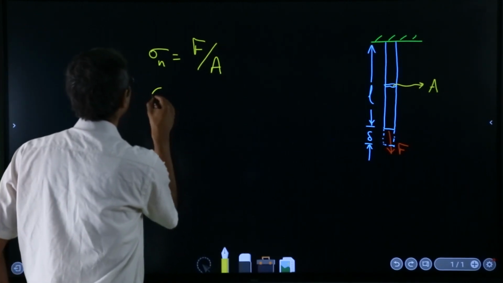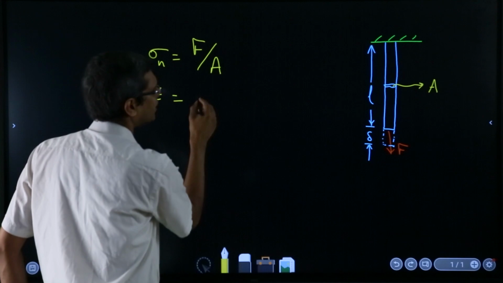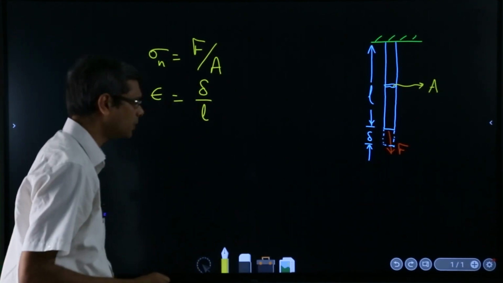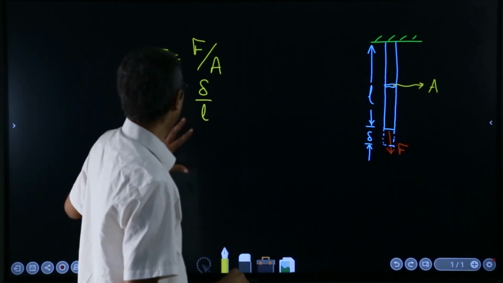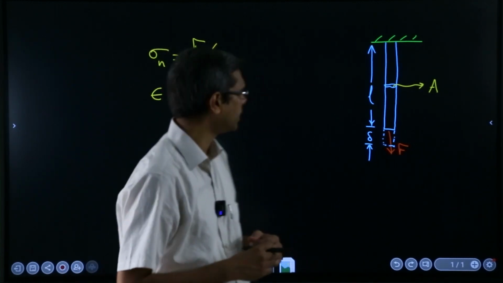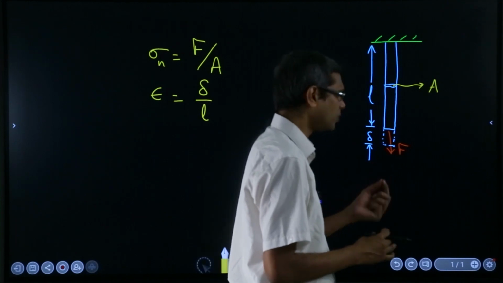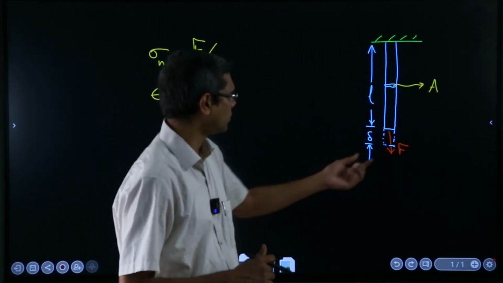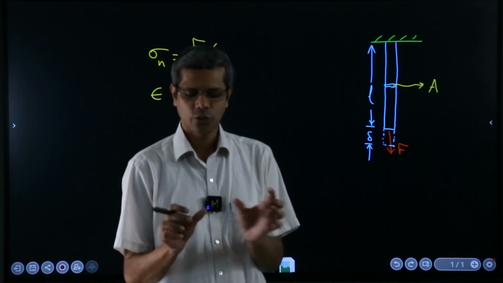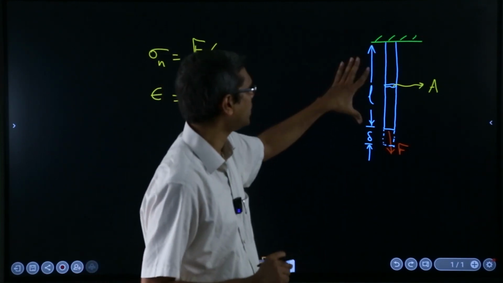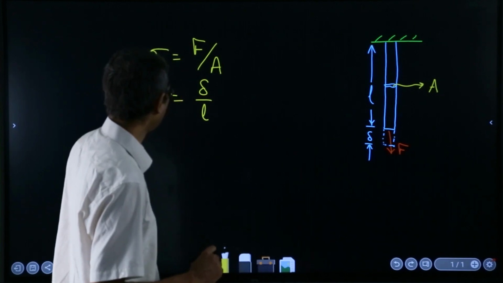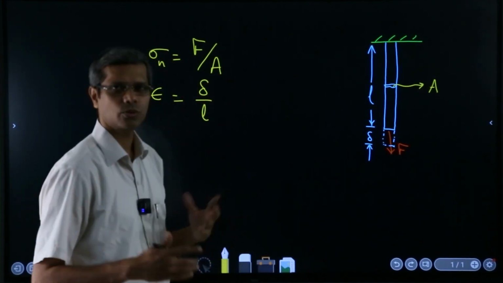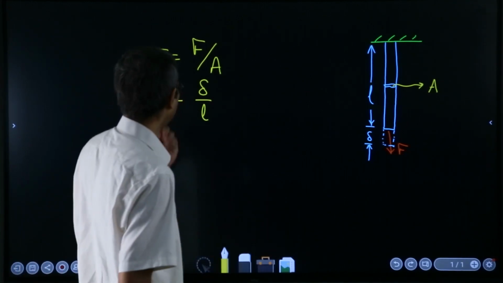Okay. The strain you will define as the change in length over the original length. So this is what you define from the geometry of what has happened. You applied the force, it got elongated, you measured the change in length, divided by the original length, and you define strain. You know the area and you know the force, so you divide force over area and you get the stress.